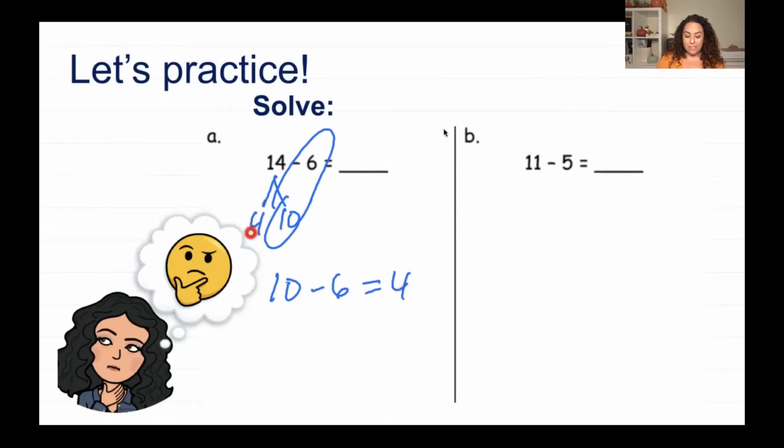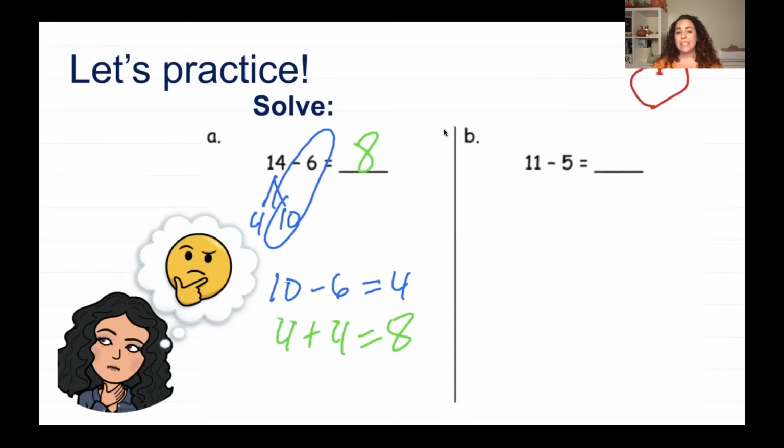I have this number and this number left, so I need to put them together. So I'm going to say 4 plus 4 equals 8. And there you go. Now, one thing I want you to remember is that this is a strategy. So if you know any of these math facts by heart, please, please, please just answer the problem.